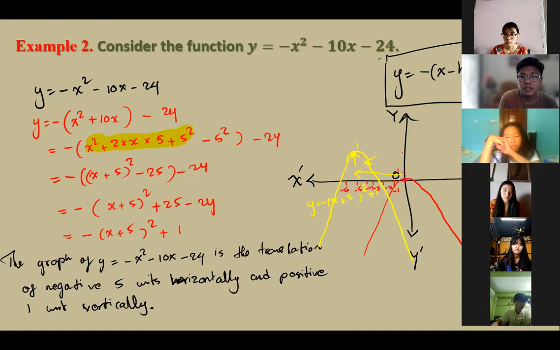Minus 2, minus 4, minus 5, minus 6 on the lower side. Above, you get 1 unit, 2 units, 3 units. Above 1 unit.